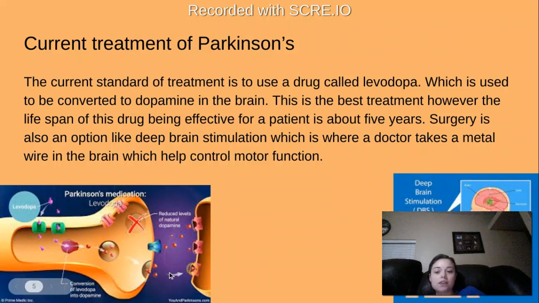So you can see right here, this is what levodopa looks like inside the system as the medication becomes dopamine in the brain and definitely helps protect the brain as much as possible during that 5 year period. Also, deep brain stimulation, which is actually the most popular surgery done with Parkinson's, as you can kind of see the area of where they're inserting this metal wire and where the brain is being stimulated and how effective it can be as far as motor function.